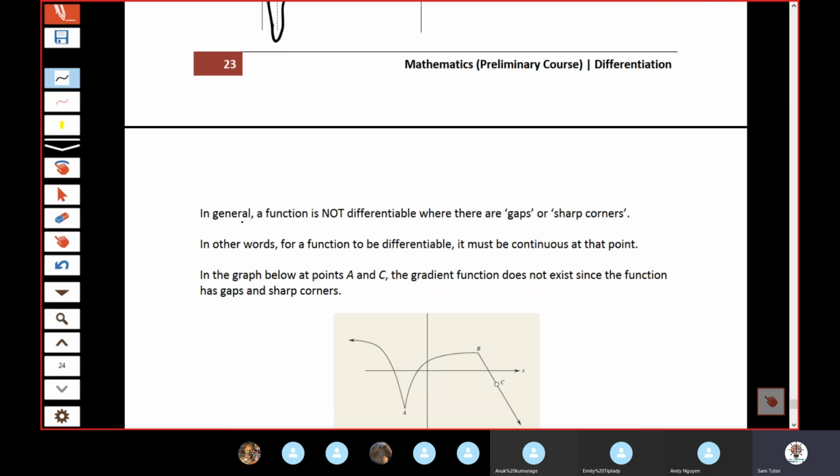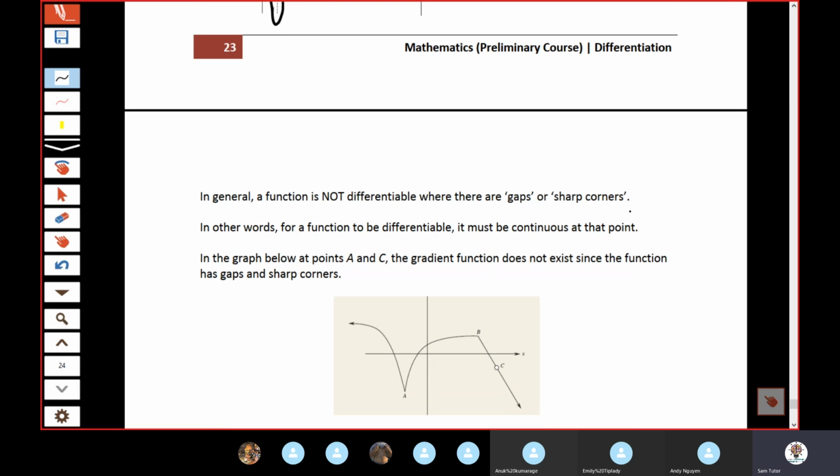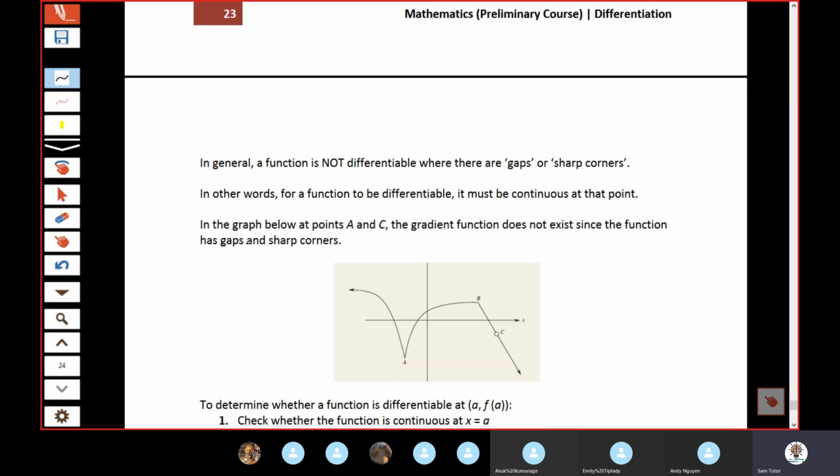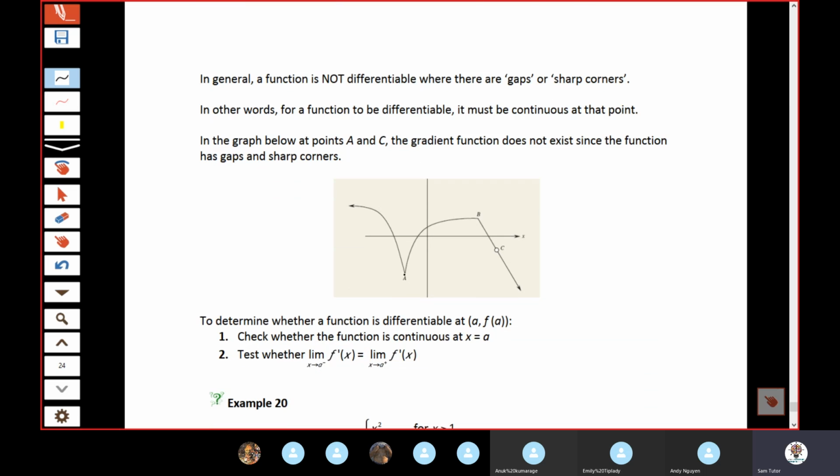In general, a function is not differentiable where there are gaps or sharp corners. In other words, for a function to be differentiable, it must be continuous at that point. In the graphs below at points A and C, the gradient function does not exist since the function has gaps and sharp corners. So you can't find the gradient there. You can't differentiate that. You can differentiate everywhere else, but not there and there.